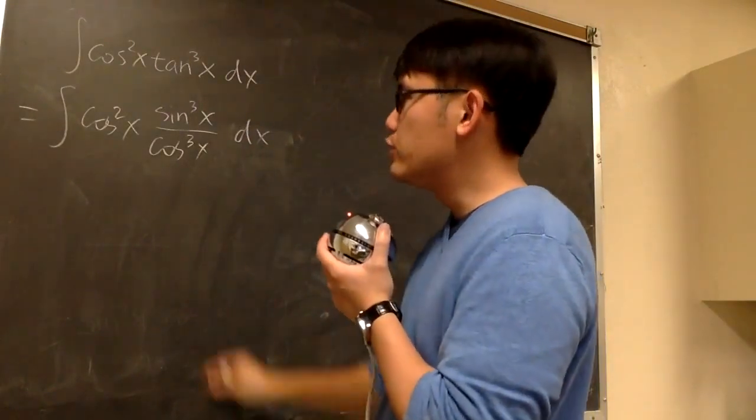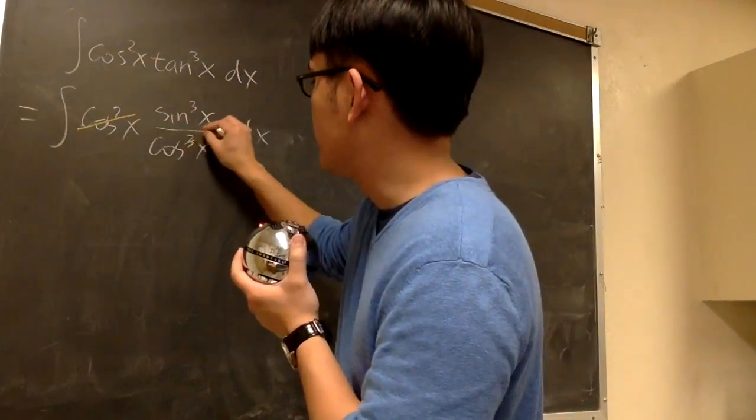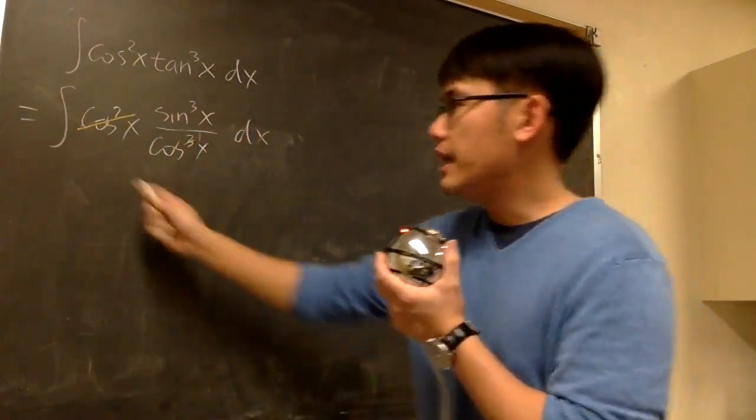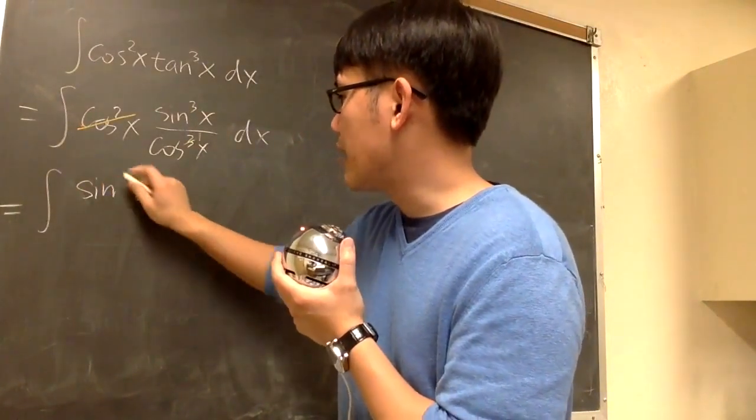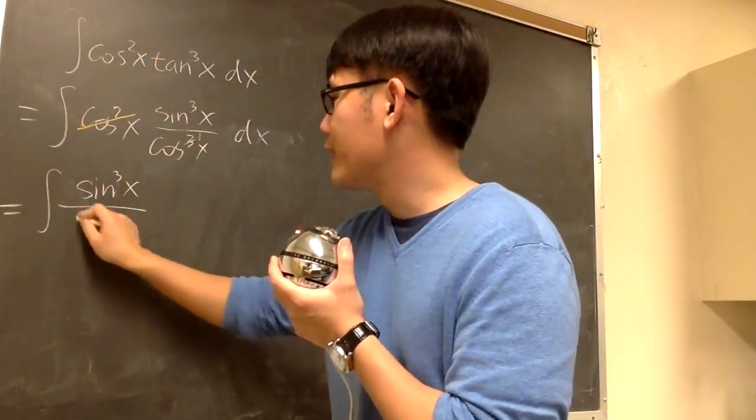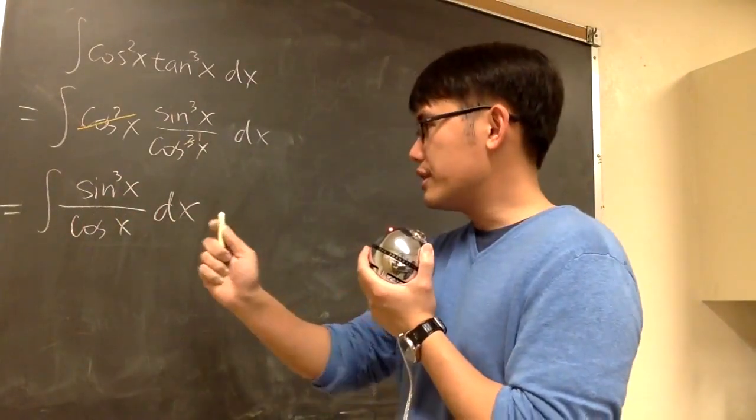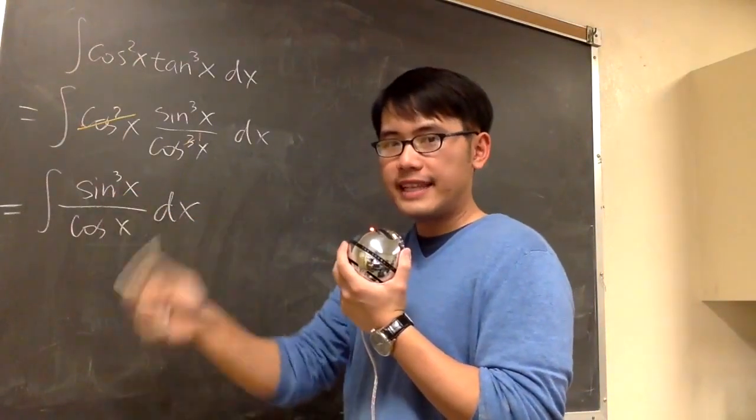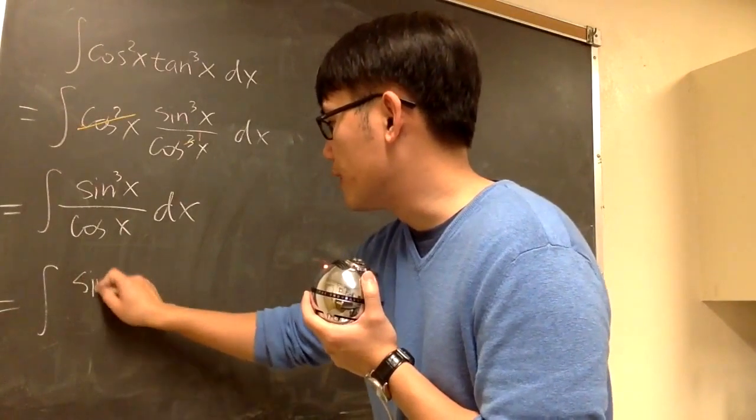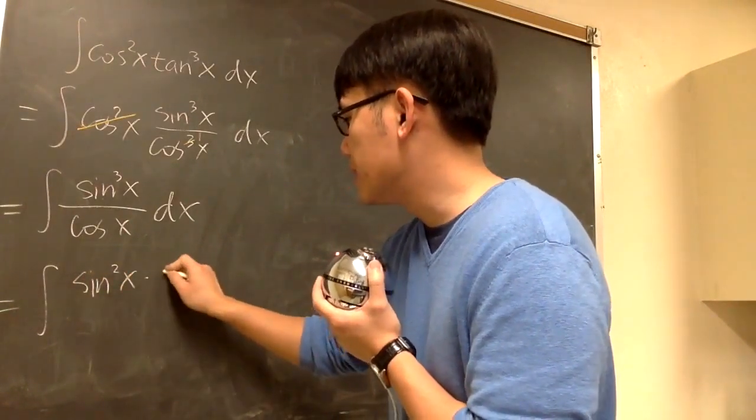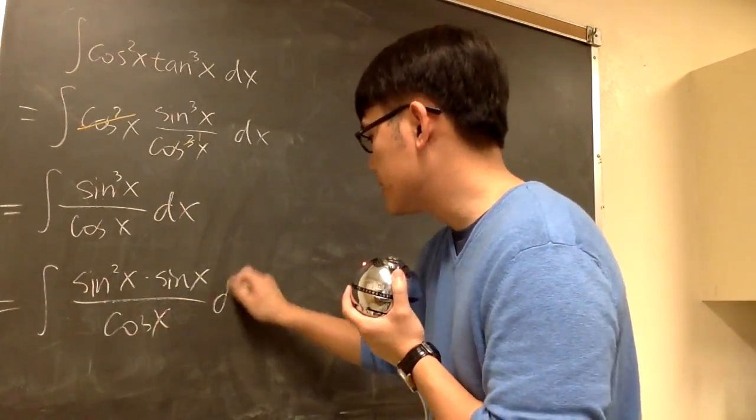And this way, everything will be in terms of sine and cosine. And then even better, I can cancel two of these, so this becomes the first power on the bottom. In other words, this is the integral of sine to the third power x over cosine to the first power x dx. The trick is I'm going to break this apart as sine squared times sine. So let's look at what good does that do for us. Sine squared x times sine x over cosine x dx.